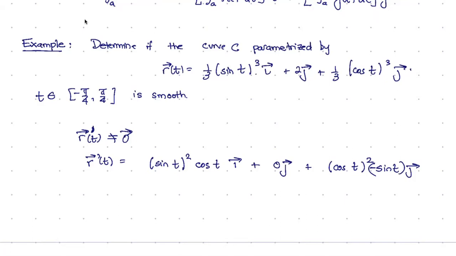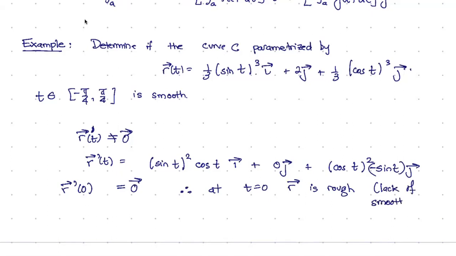And we notice that in each of these cases, r prime of 0 is going to give us the 0 vector. And so therefore, at t equal to 0, r is rough. There's going to be a cusp of some sort, or a lack of smoothness. Which means ultimately our function is not differentiable at t equals 0.